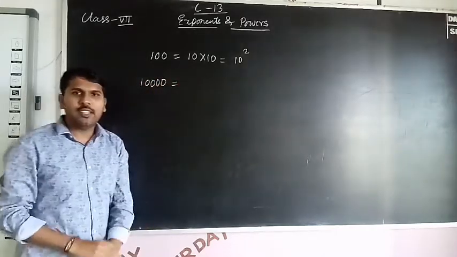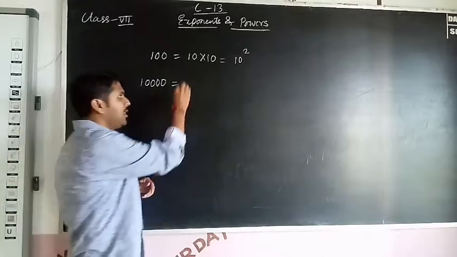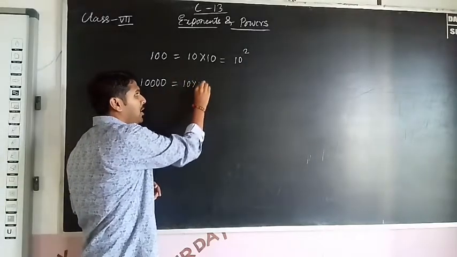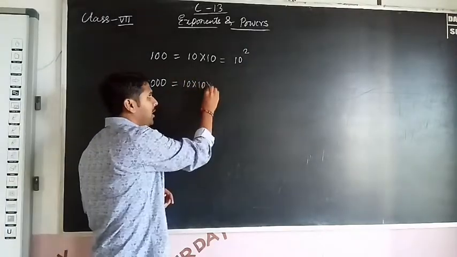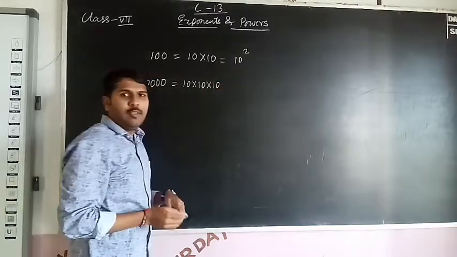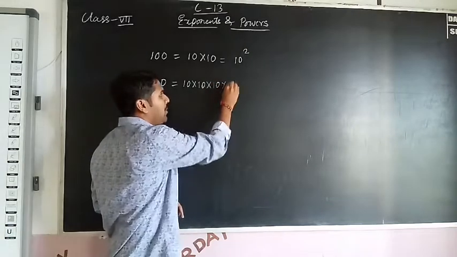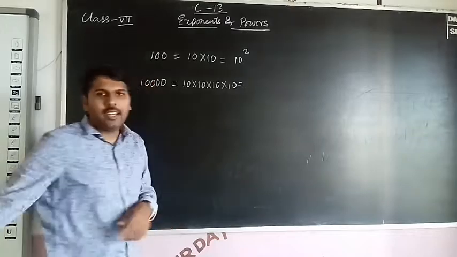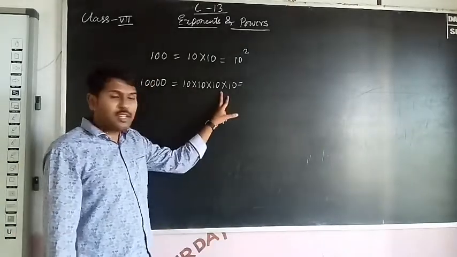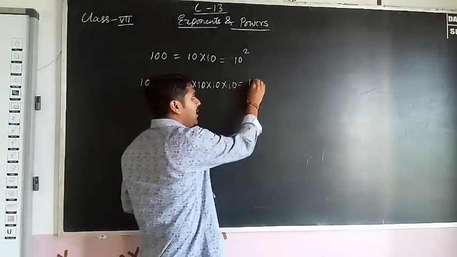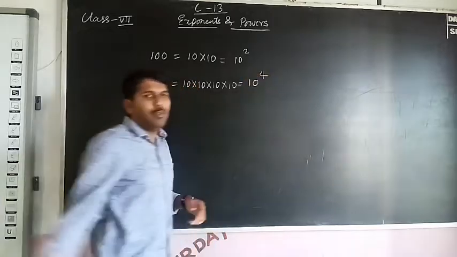See here another one. Take 10,000. How can we write it? 10 into 10 you will get 100. Again multiply by 10 you will get 1000. Next multiply by 10 you will get 10,000. 10 how many times? 4 times. That means 10 raised to 4.